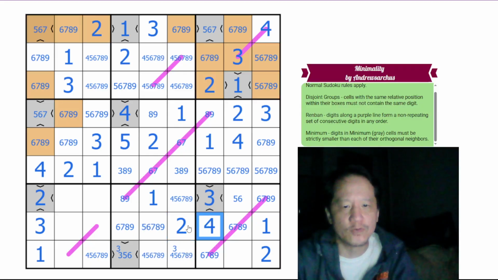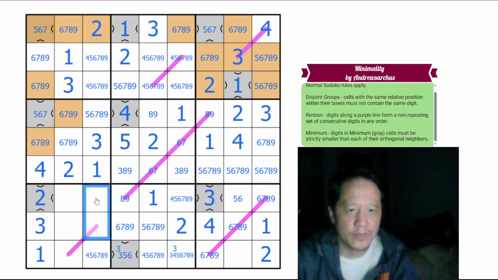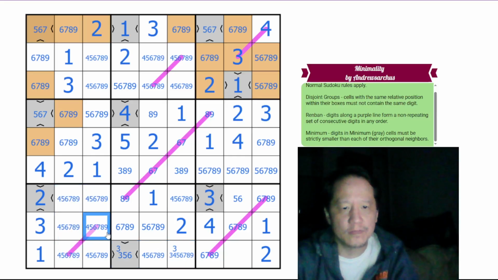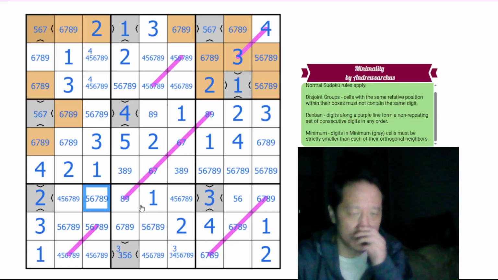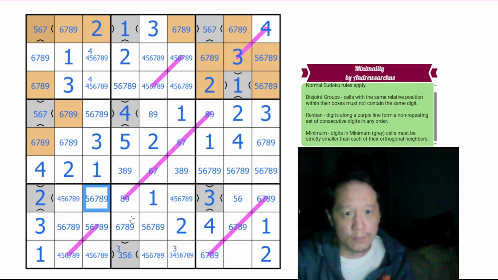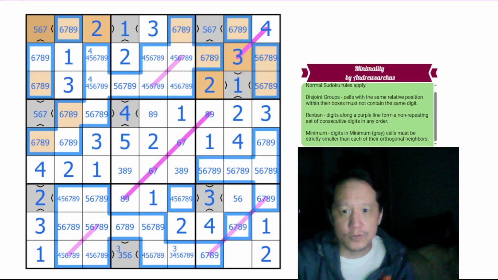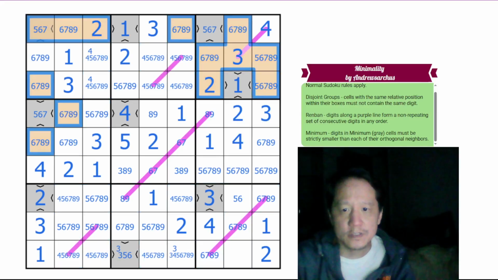This can't be 4 because of 4 in the row. This could be 3, though. We have 4 through 9 here. 4 can't be here. 4 is one of these 2, which means this can't be 4 here. So remove the oranges.